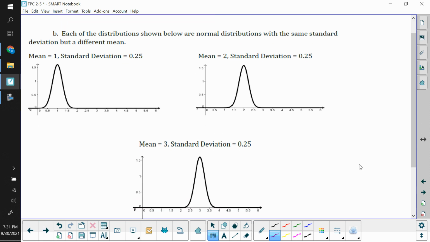If we go over to 11, now compare that to ones where the standard deviation is the same for all of them. So they all have the same spread, but the location of the mean is different. The top left has a mean at 1, the second one a mean at 2, the third one a mean at 3. So the same spread, but different locations of the mound because the mean is different.